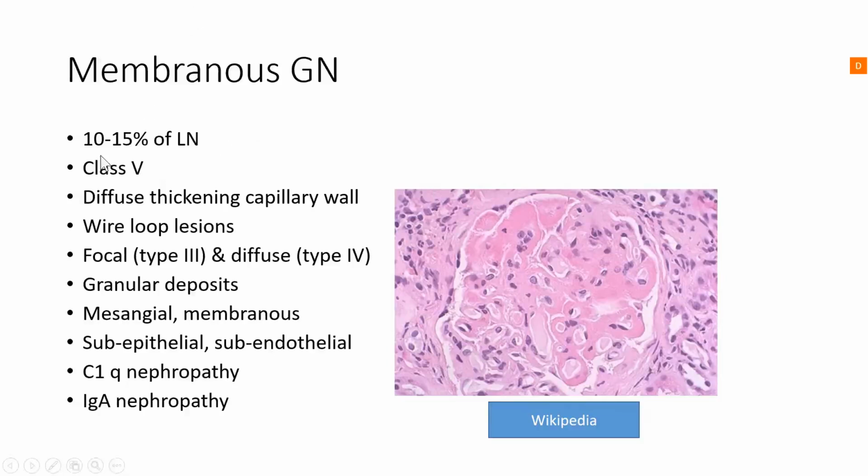Membranous glomerulonephritis in 10 to 15% of the cases. It belongs to class 5. There is a diffuse thickening of the capillary wall, which results in a wire loop lesion. There can be focal type 3 and type 4 also present. Granular deposit, mesangial, membranous, subepithelial, and subendothelial can be seen. And there is a deficiency of C1q and IgA nephropathy also comes into play.